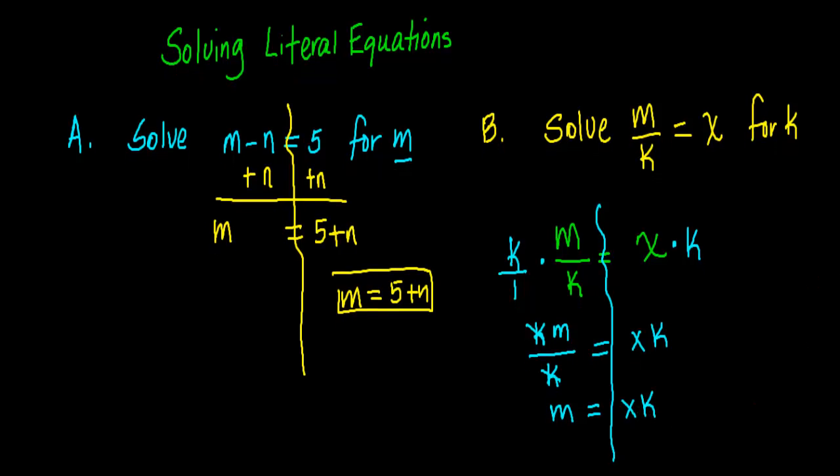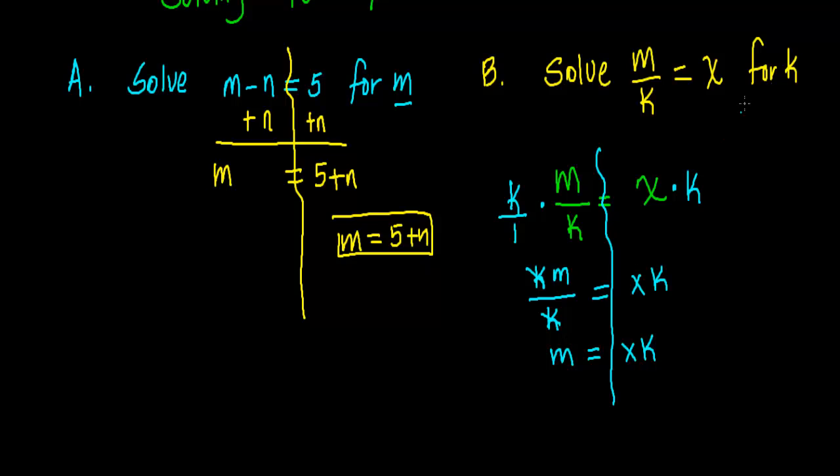So far, I've isolated m, but I want to isolate k. So right now, k is being multiplied by x. How do I undo multiplication? Well, you divide. And you divide by that variable that you want to get rid of. So we divide by x.